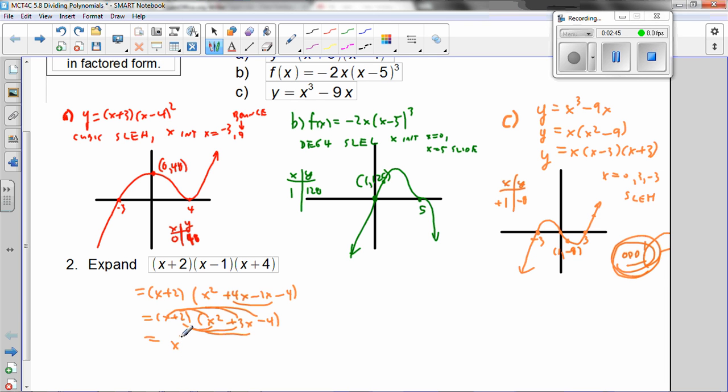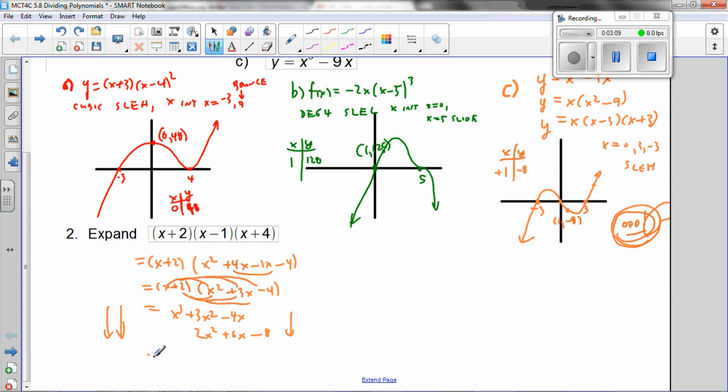X times x squared is x cubed. X times 3x is 3x squared. X times -4 is -4x. 2 times x squared, and I'm going to write it down here instead of writing it over here, and then I'm going to add this way, you see. 2 times 3x is 6x, 2 times -8, and then I'm going to add that way, and I get altogether x cubed plus 5x squared plus 2x minus 8.